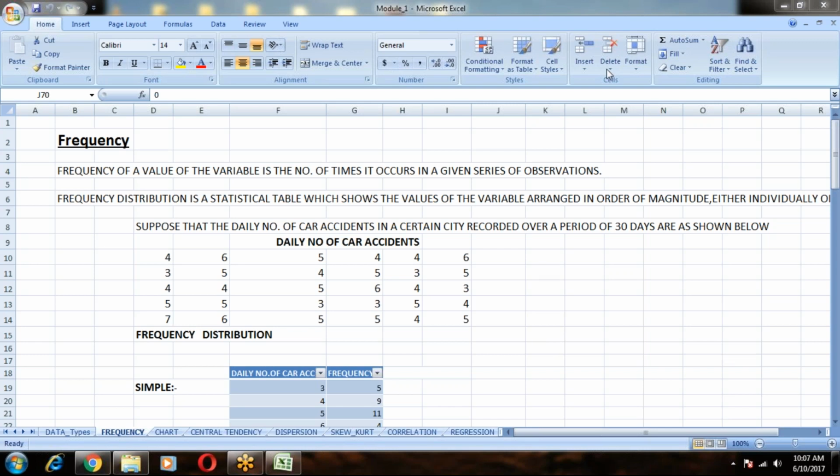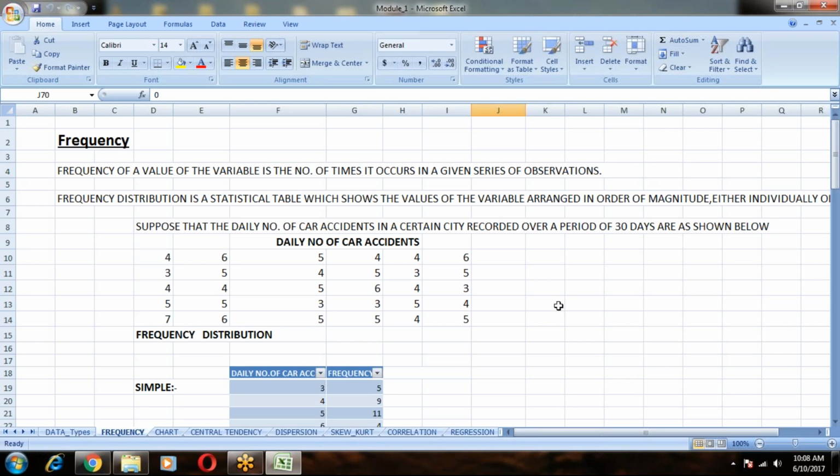So it's an occurrence, meaning how many times a value is occurring. That is what frequency is. The frequency of a value of the variable is the number of times it occurs. Now we have unstructured data, like the daily number of car accidents for the last 30 days. On the first day we had 4 accidents, the second day 3 accidents, the third day again 4 accidents. In this way we have monthly data for 30 days.